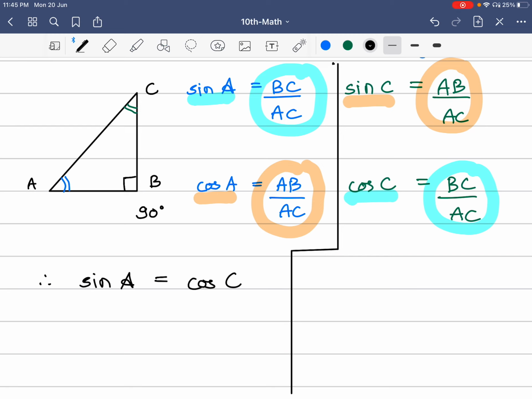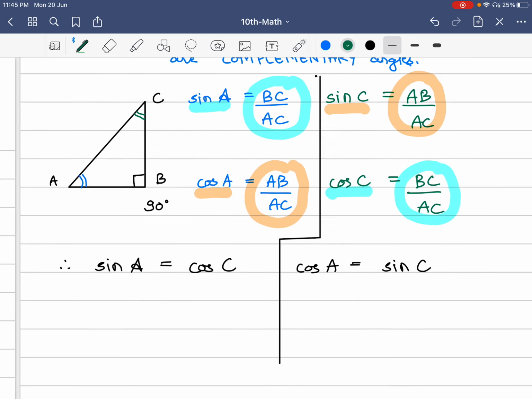Yes, and here we can note down that cos of A is equal to sine of C. Okay. Now what I want to do is express this angle A in terms of C. How can we do that?